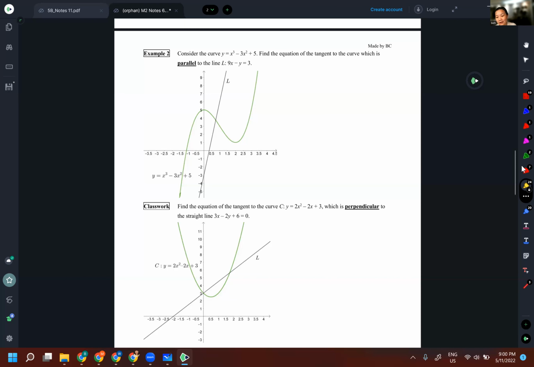Now, what do I mean by that? I mean that, on the curve, there are a lot of tangents, but one of them must be parallel to the given line L. This line is given as 9x minus y equals 3. This is the equation of L. So where is that?